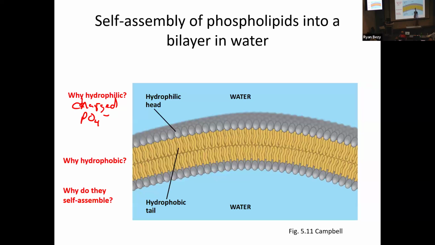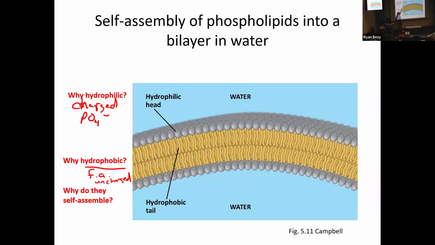But the fatty acid tails are hydrocarbons. Carbon and hydrogen are held together by what type of covalent bond? A non-polar covalent bond. So they are non-polar or non-charged. So the fatty acid tails are largely uncharged, or what is called hydrophobic. Again, that is because of the fatty acids being uncharged.